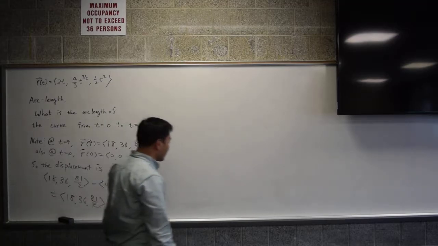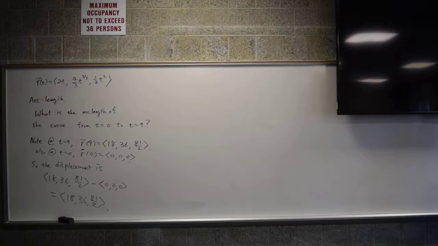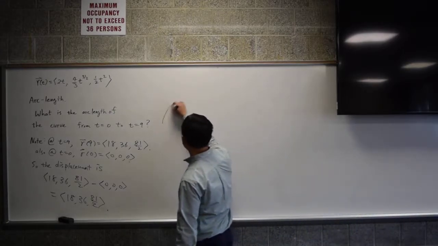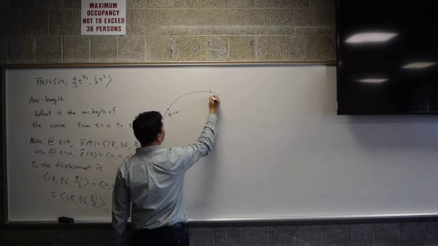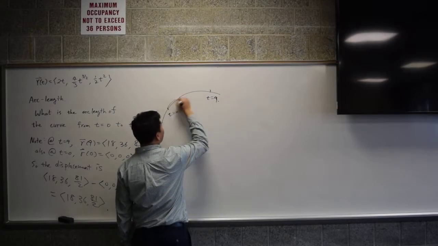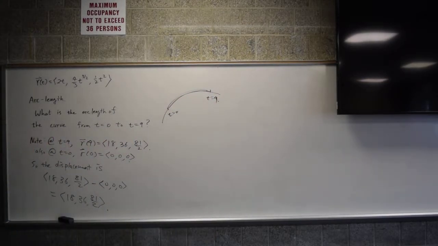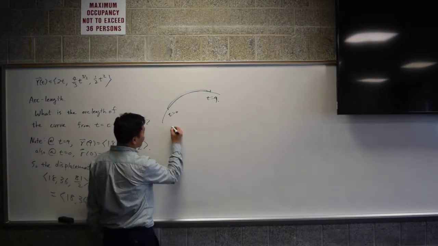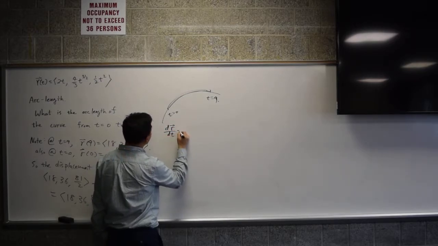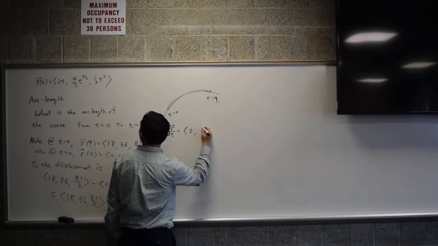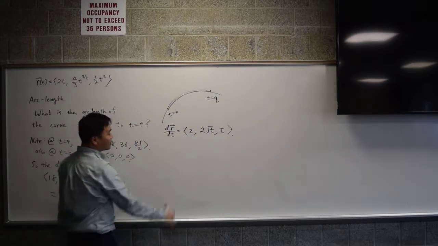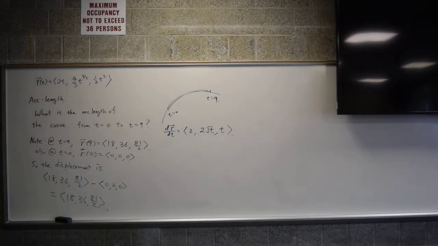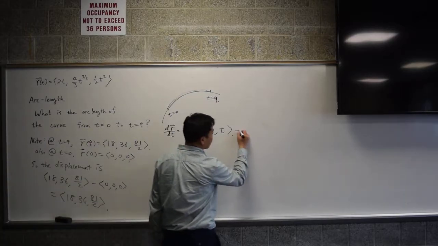All right, so how do you actually find the arc length? Well, here's the reasoning. I have no idea what that curve looks like. Let's just say it's some kind of curve that looks like this. And here's t equal to 0 and t equal to 9. I want this length. What I do is first I take the derivative, which is 2, square root of t, and t. If you differentiate this, you get this. And that has the meaning of velocity, right? This is the velocity.